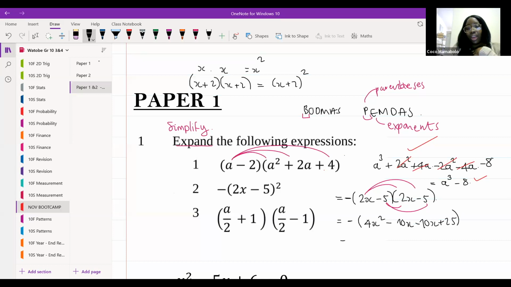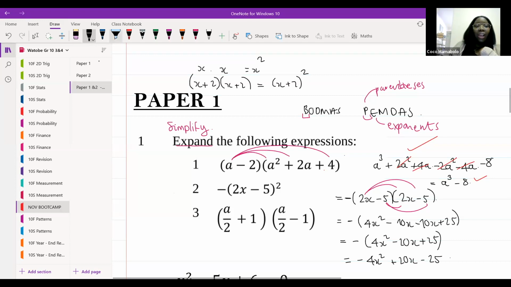All right, so if I simplify that, I'm going to get 4x squared minus 20x plus 25. And only now will I multiply my negative in. So I should get negative 4x squared plus 20x minus 25. All right, the reason why this question is only worth 2 marks is because there's a shortcut to doing this.